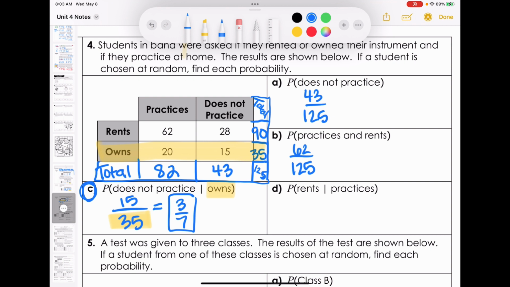All right, let's do another one. Probability that they rent their instrument given that they practice. So remember, whatever comes after our given that bar goes on the bottom of our probability fraction. So here's practices. We're looking at this column and that column only. So 82 is going to go on the bottom. And then out of those 82, 62 rent their instruments. So 62 over 82, that one can also be simplified to 31/41.